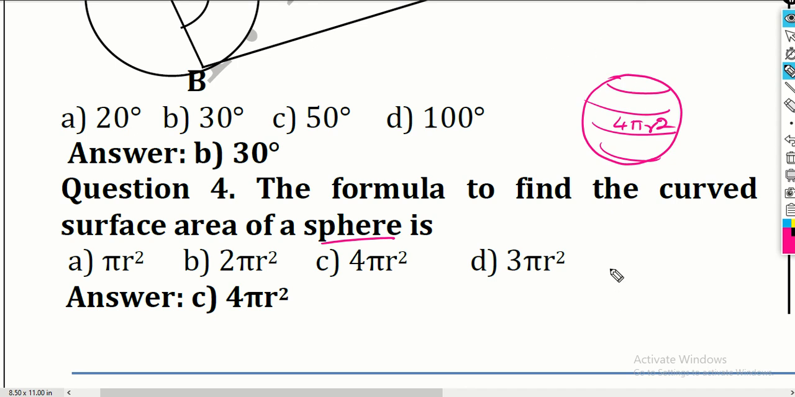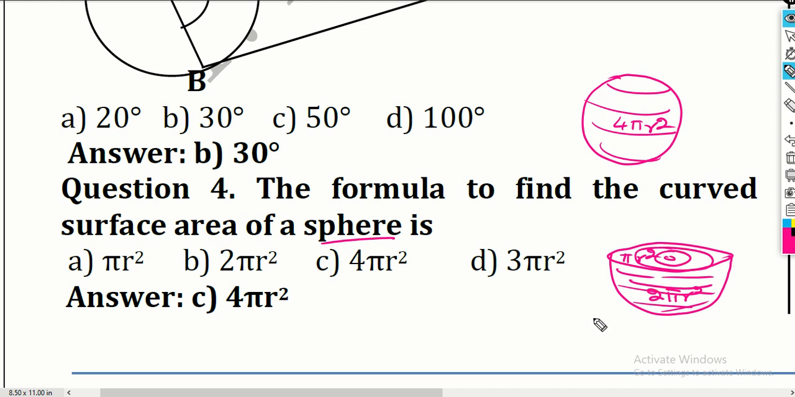And if you take the curved surface area of the hemisphere, it is half of this surface area, which becomes 2 pi r square. This is the curved surface area of the hemisphere. And the top, the base, is pi r square. This becomes a circle. Therefore, the total surface area of the hemisphere is 3 pi r square. Observe: the curved surface area of the hemisphere is 2 pi r square, the base of the hemisphere is pi r square, the total surface area is 3 pi r square, and the surface area of the sphere is 4 pi r square.